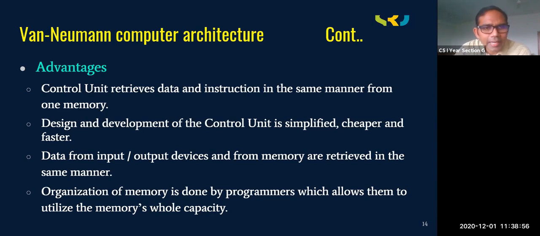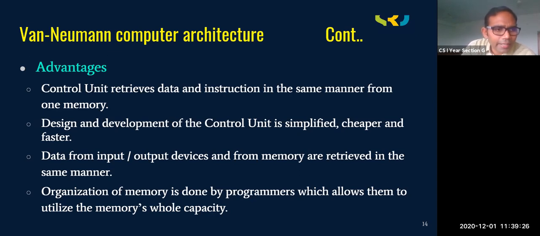Next, design and development of the control unit is simplified, cheaper and faster. Because we are following von Neumann architecture and a set of instructions are predefined, the cost is also reduced. But we are not going to manufacture any computer. That is done by the manufacturer himself or herself. So the cost is reduced. That is what we need to tell as an advantage.